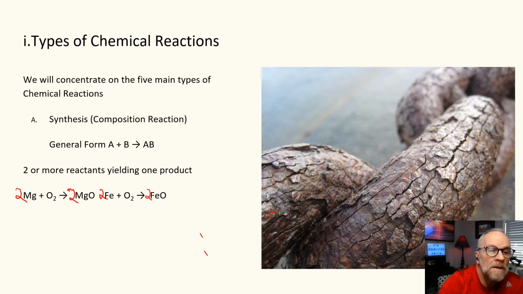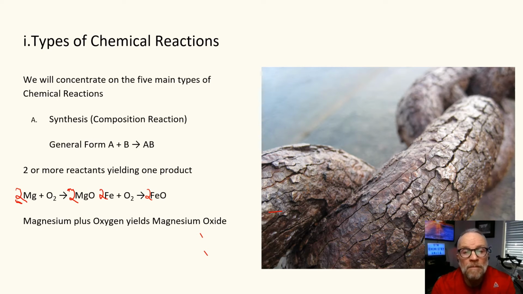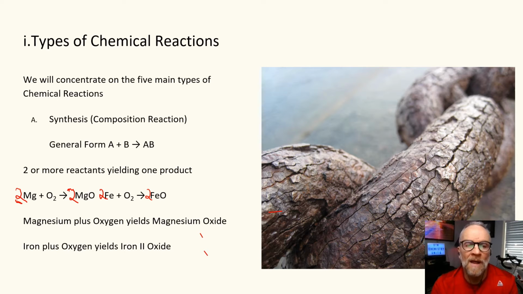We call these things that we write in front of the symbols coefficients. And so coefficients are used to balance chemical equations. Like I said, don't worry about that too much now. We'll learn how to do that as we go along. Magnesium plus oxygen yields magnesium oxide. And iron plus oxygen yields iron 2 oxide. Notice here with the iron, it's a transition metal. So when we name it, we need the Roman numerals. We did that in the last unit.